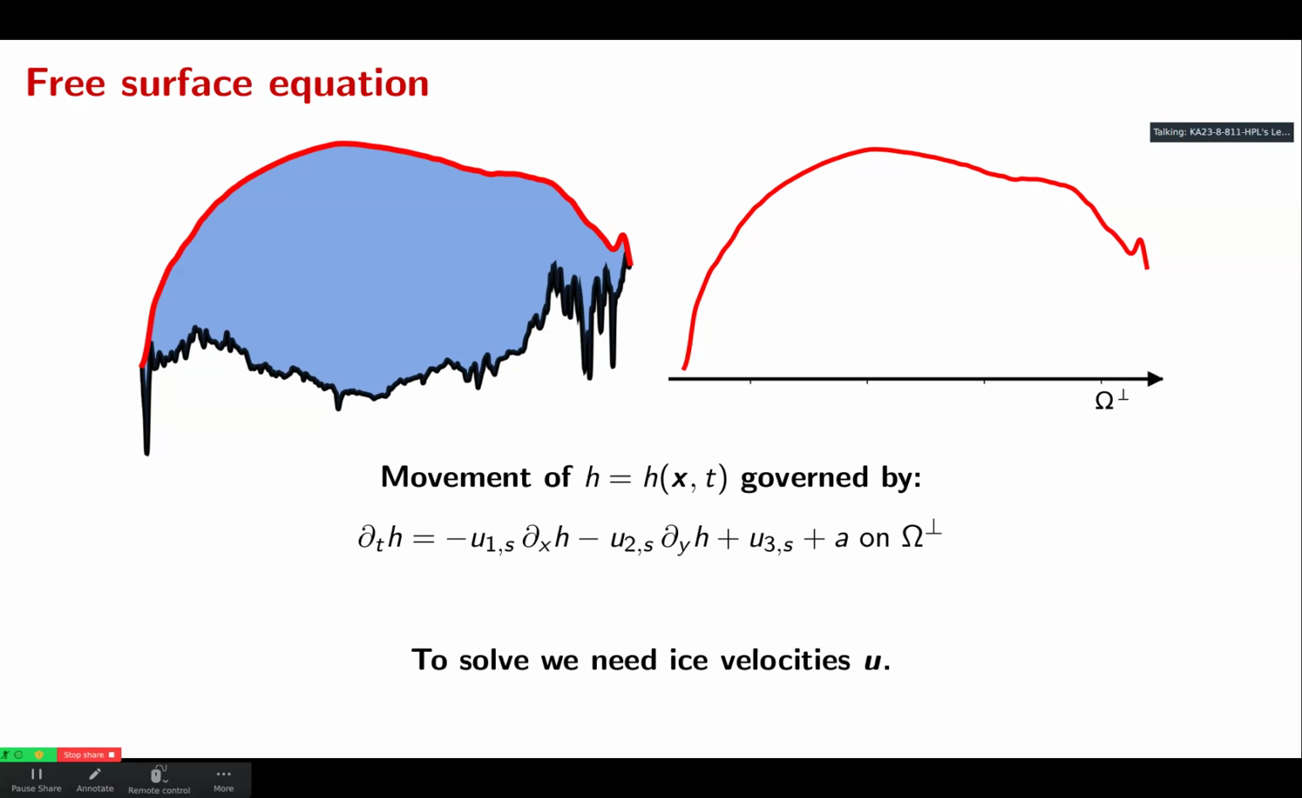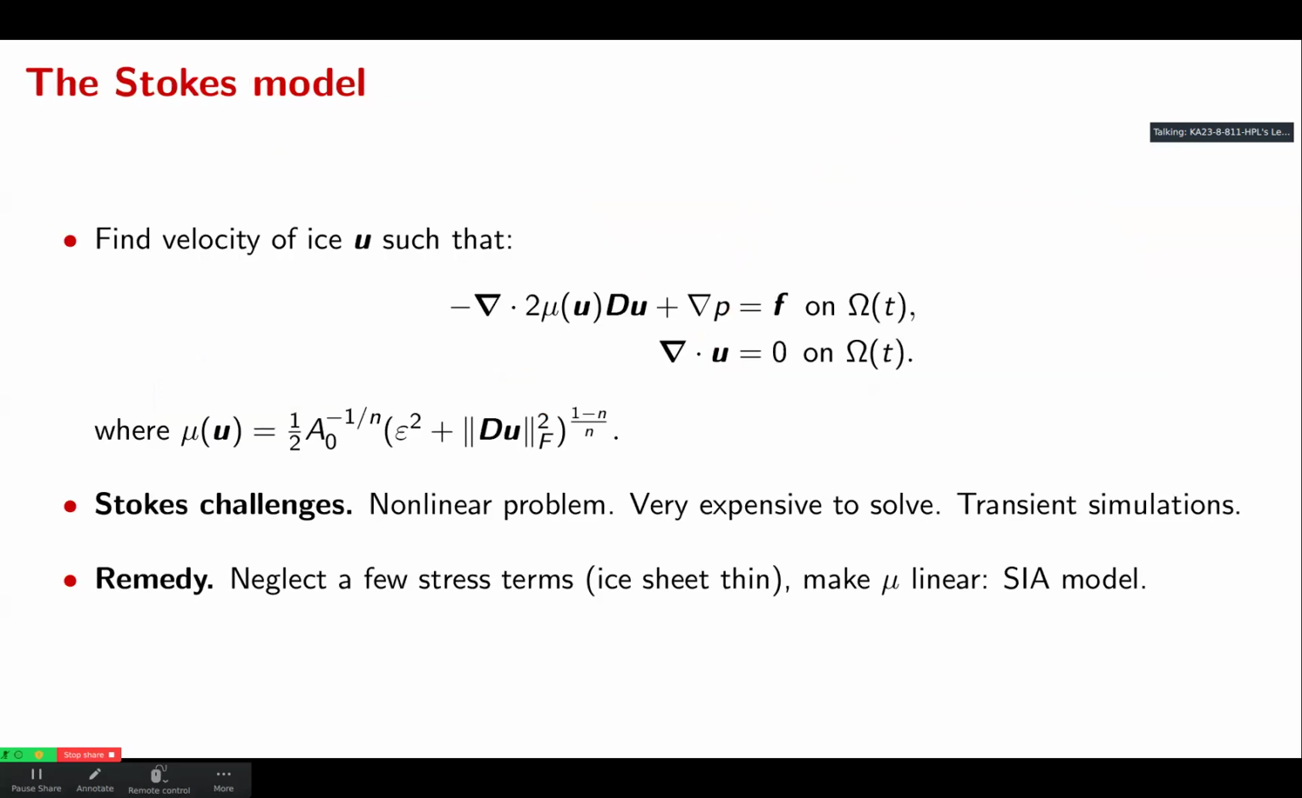So the movement of the upper surface of the ice sheet, the free surface, is governed by this advection type equation. But to solve this, we have our h is the upper surface, and the domain where we solve this equation is this omega perpendicular. But to solve that, we need the surface velocities, u1, u2, and u3. And this is more or less the main topic for today. To get the velocities over the surface of the ice, we solve the Stokes model in the volume of an ice sheet. This is the Stokes problem.